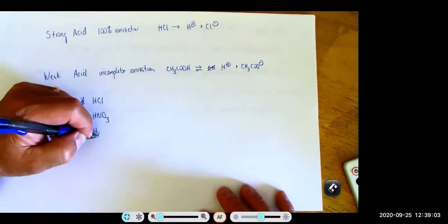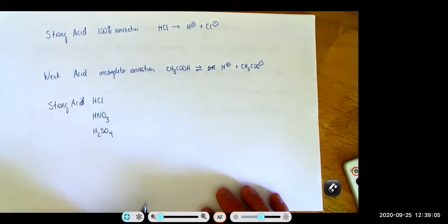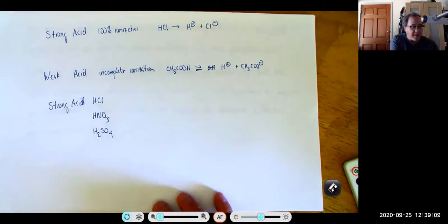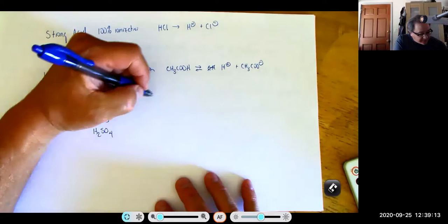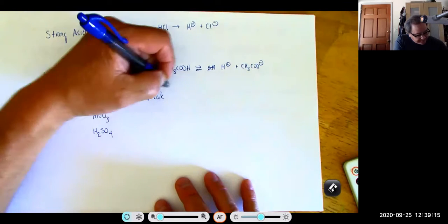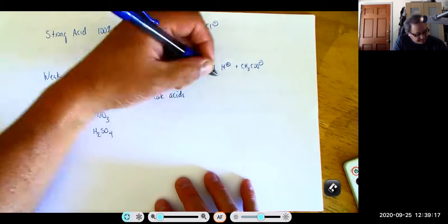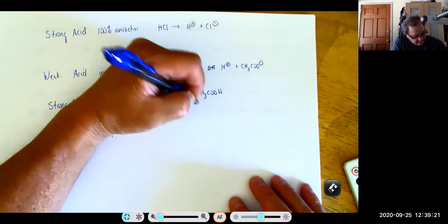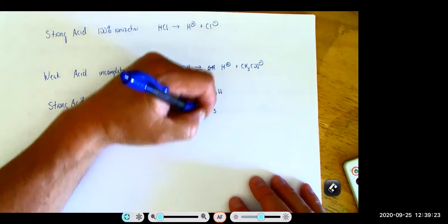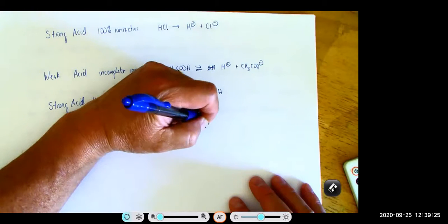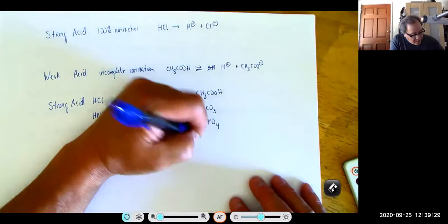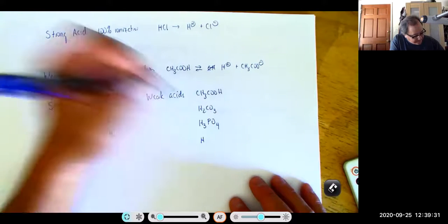Because like phosphoric acid is H3PO4, and then the HCl. These are just strong acids, and you want to memorize those. Now, let me give you a list of weak acids. But the Cu is always a 1. These are weak acids.